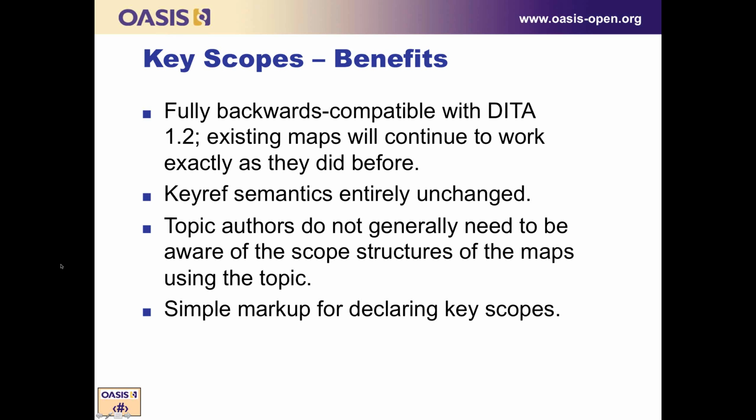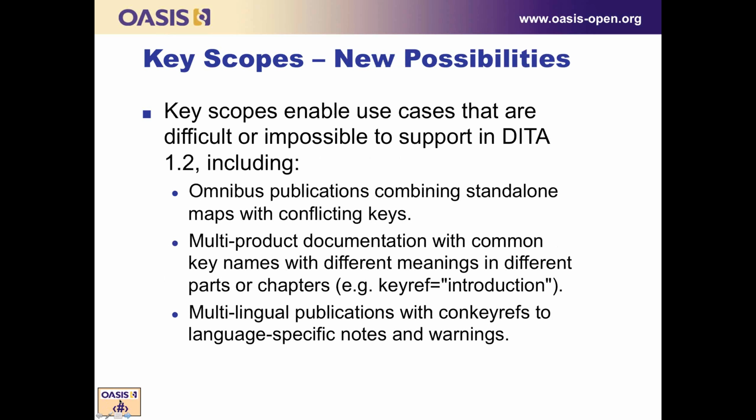The topic authors don't need to know all of the scoping systems for all of the maps that a given topic's being used in. And the markup, as I said, for declaring key scopes is very, very straightforward. And this new feature enables some use cases that were utterly unavailable in DITA 1.2 because of the way key precedence worked. So one thing you could do is create an omnibus publication.